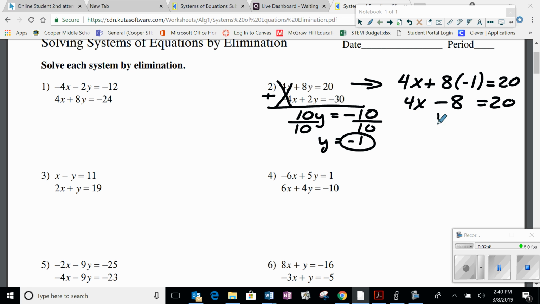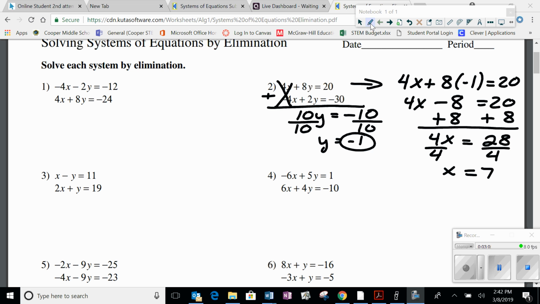Okay, plus 8 on both sides. And we get 28. And then we're going to divide by 4, and get x equals 7. Our final answer is the coordinate point x, comma, y. The x comes first, so it's 7, comma, negative 1.